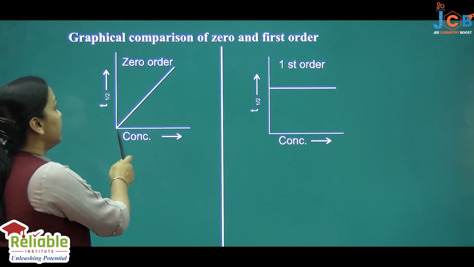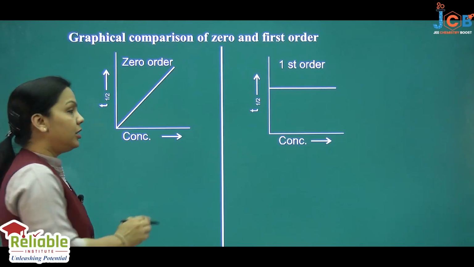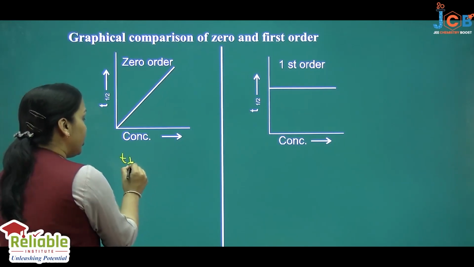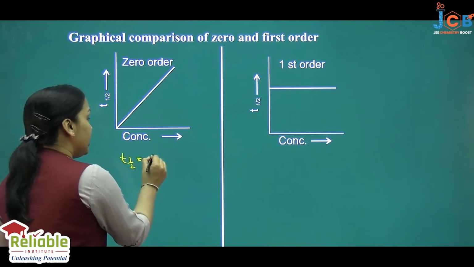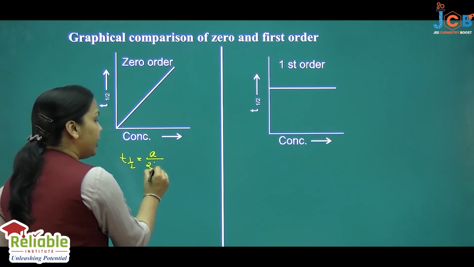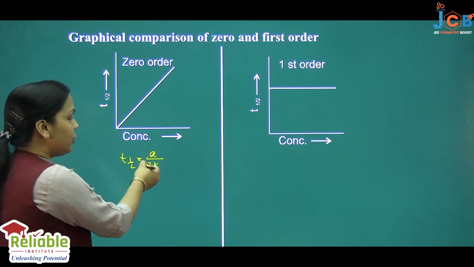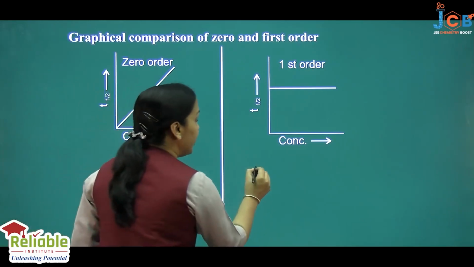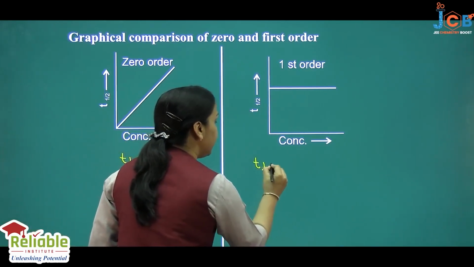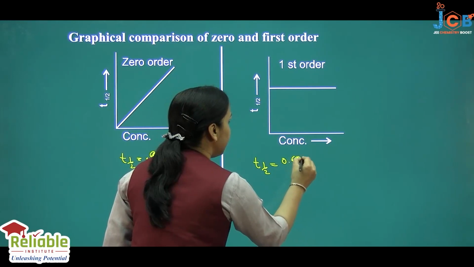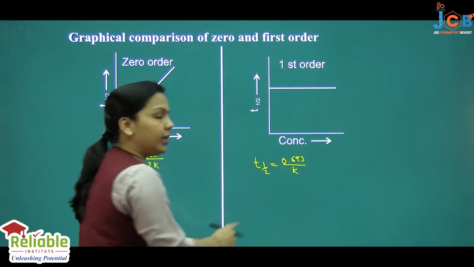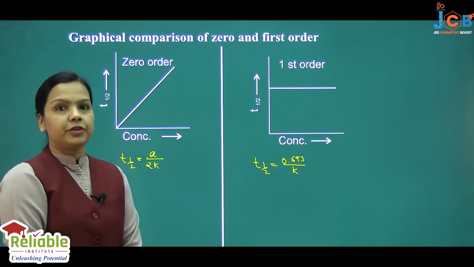Now this is the T half versus concentration. In zero order, the T half, we already know, is equal to the initial concentration of A divided by 2K. Whereas in case of a first order, T half is equal to 0.693 upon K, ln 2 by K. This is a constant in case of a first order.